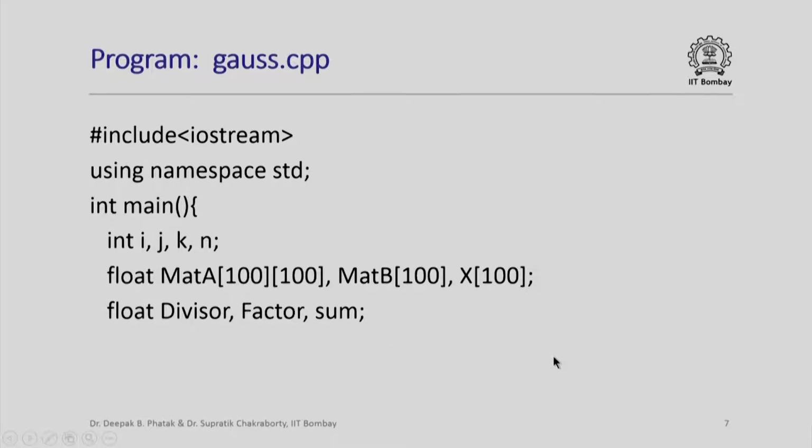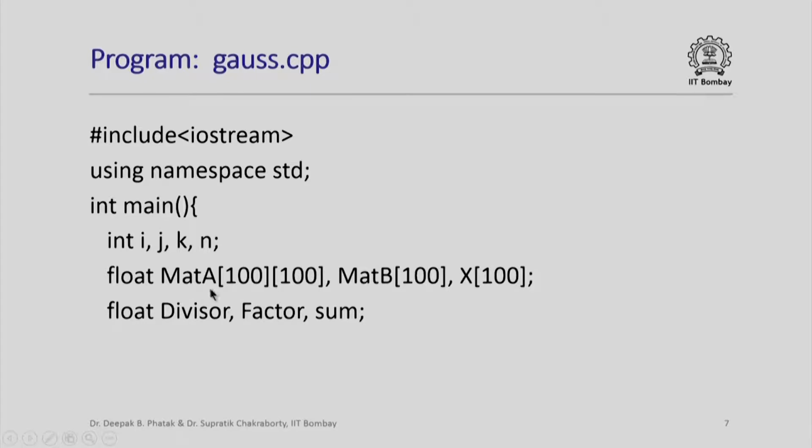We now look at the program gauss.cpp, and let us see how we construct such a program. First, of course, the standard inclusion of iostream and the declarations of variables. i, j, k will be used as index variables, as is the common practice. n represents the number of unknown variables, or represents the system of equations as being of n linear equations.